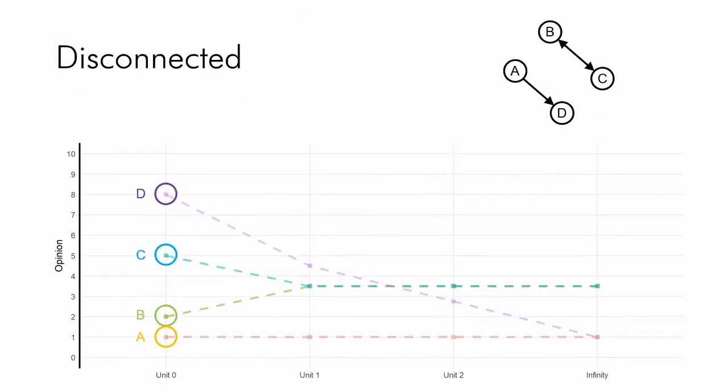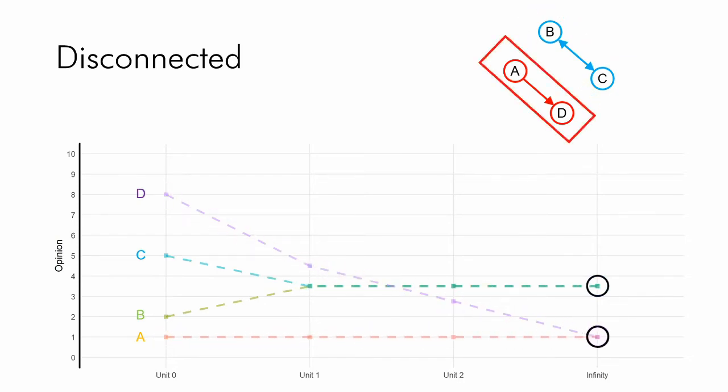For the disconnected group, there is not much to add. It breaks down into several components, and within each of the components, everything mentioned before applies. So B and C converge in one time unit because it's a completely connected graph, and D converges to A's opinion because it's a unilaterally connected graph.